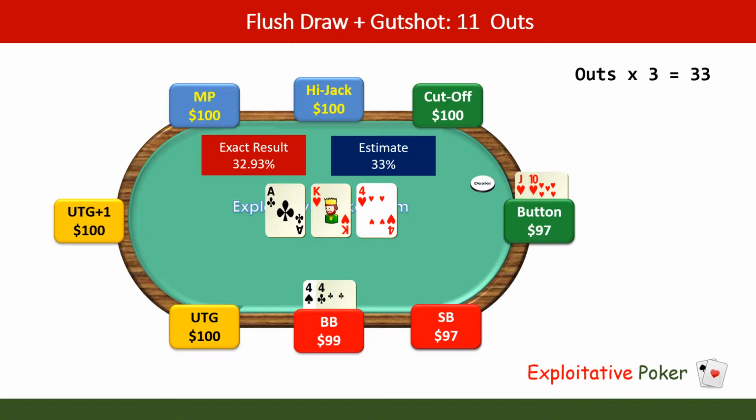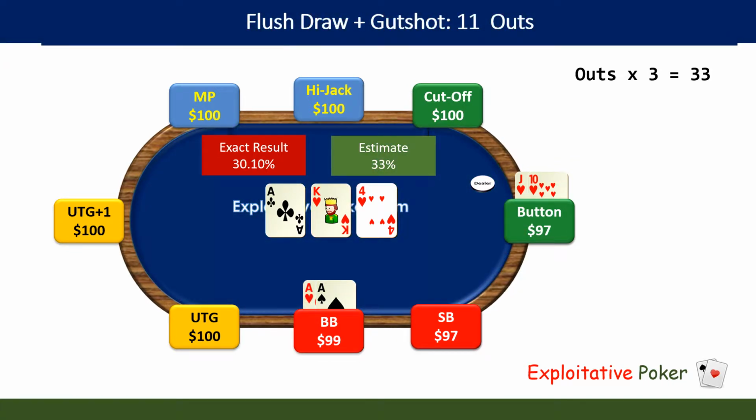If the big blind has a set of fours or kings, this estimate is accurate. If he has a set of aces without a heart, this estimate is also accurate. However, if he has a set of aces with a heart, this estimate is 3% too high. So let's look at one final example before I explain what you can do about this 3% error.